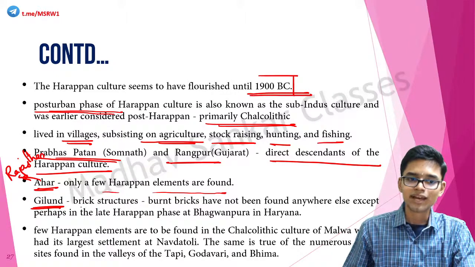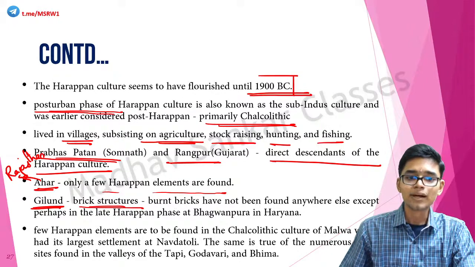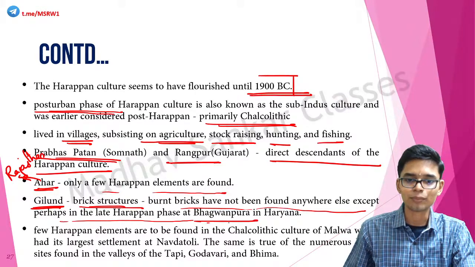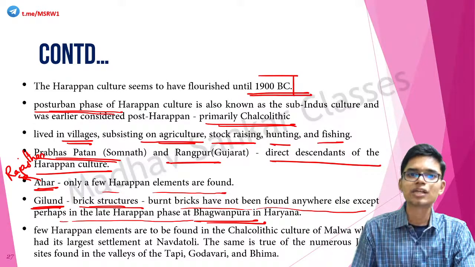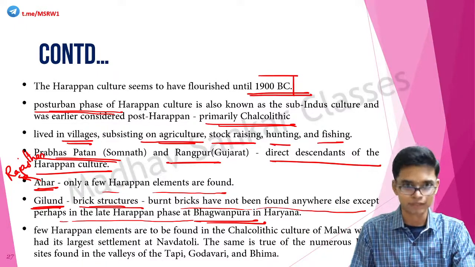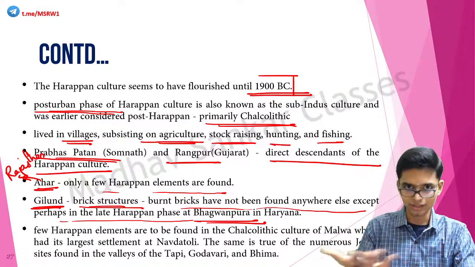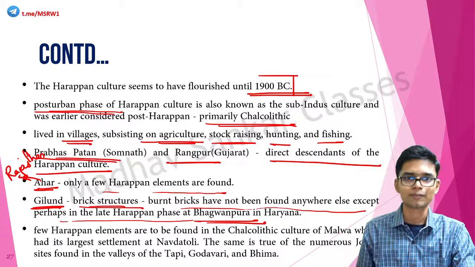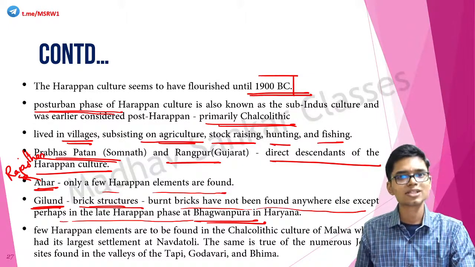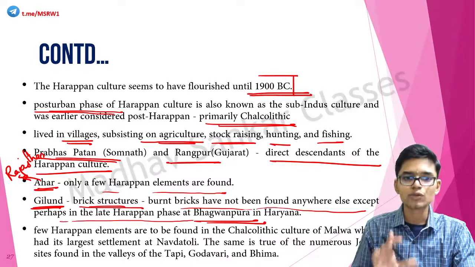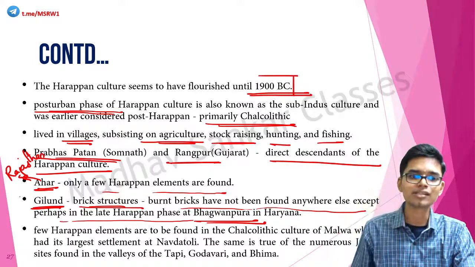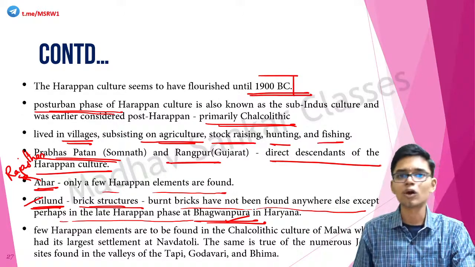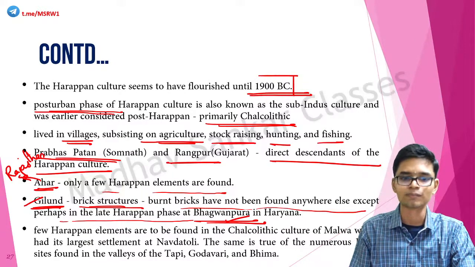In Gilund, we find brick structures. Burnt bricks have not been found anywhere else except perhaps in the late Harappan phase of Bhagwanpura in Haryana. Another very curious factor: Harappans used burnt bricks a lot. For example, the floor of the Great Bath in Mohenjo-daro was actually made of burnt bricks. We already spoke about that. But once the major phase of Harappan civilization is over, we find use of burnt bricks only in very few places. One is Gilund and one is Bhagwanpura in Haryana. Except for these places, we do not come across much burnt brick at all.